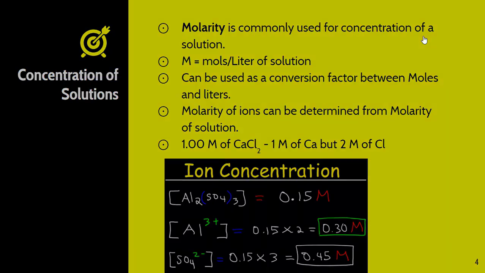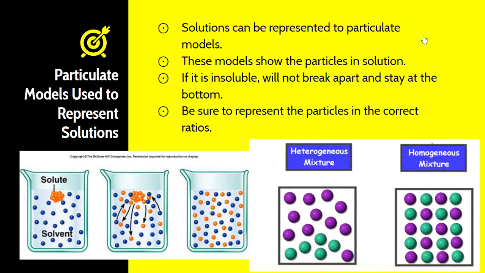Speaking of drawing it out in solution, this is exactly what I'm talking about, utilizing different colors and different shapes of ions to represent particulate matter in solution. So these models show those particles in solution. If something is insoluble, for example, AgCl, it's going to just be a large chunk of material at the bottom. You would not see it break apart into its individual ions. Think about the solubility rules that have been talked about in previous classes. If it is soluble, it will break apart into its individual ions. And be sure to represent the particles in the correct ratios. If it is insoluble, it will not break apart, and the compound will stay at the bottom. You'll see quite a few of these on some of the AP questions we'll take a look at a little bit later on.